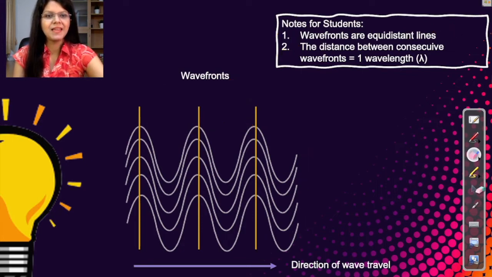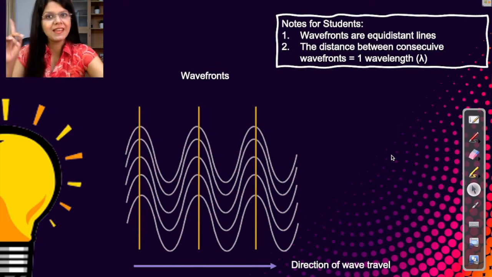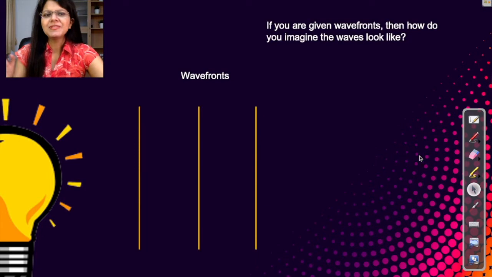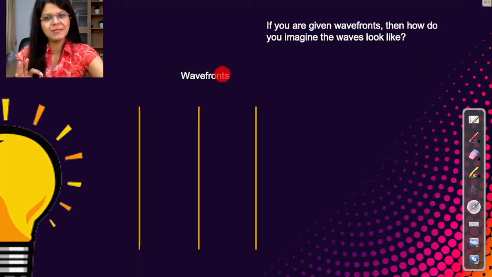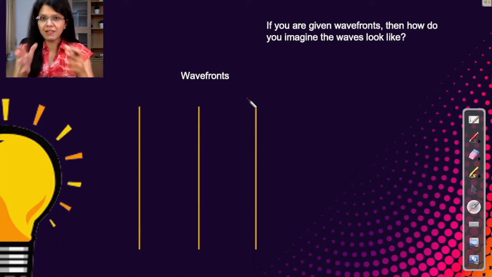Let's do some more experiments with our imaginations. Suppose that you are given a set of wavefronts. If you are given the wavefronts, how do you imagine the wave would look in this space? You see a lot of space, and you are just given the imaginary lines which are the wavefronts. So how do you visualize what the wave in this space would look like?